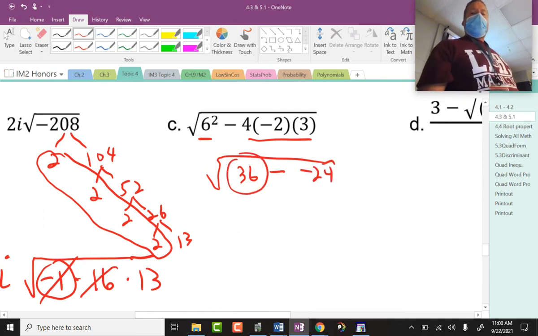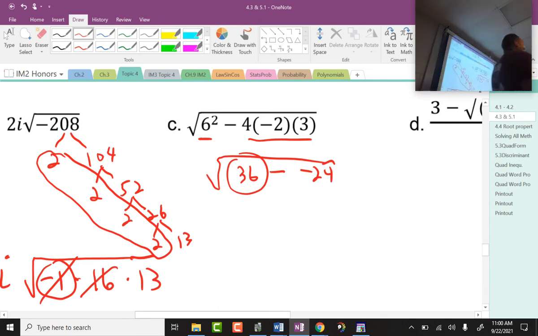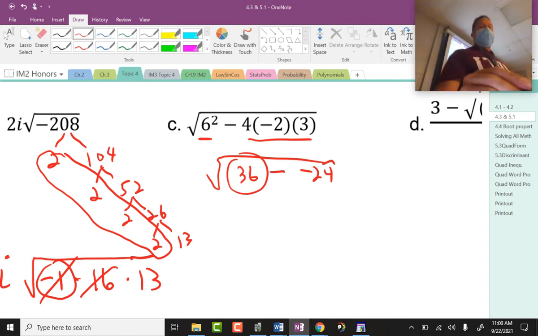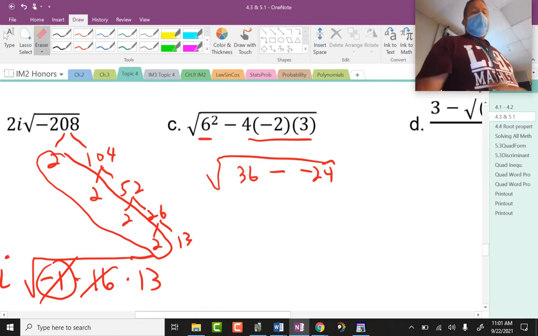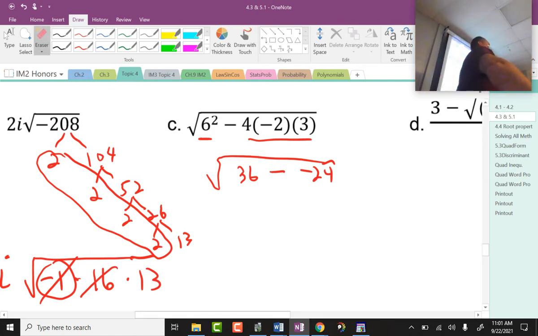Next thing, do you think you take the square root of 36? Yes or no? The answer is absolutely not. The only time you can take individual square roots of numbers is if they're a product all the way across. So I cannot take the square root of 36. That's the value of this one. I'm trying to think how that's a PEMDAS error.